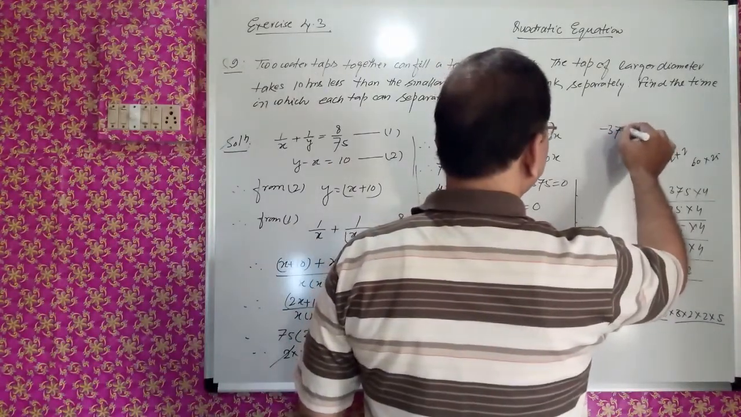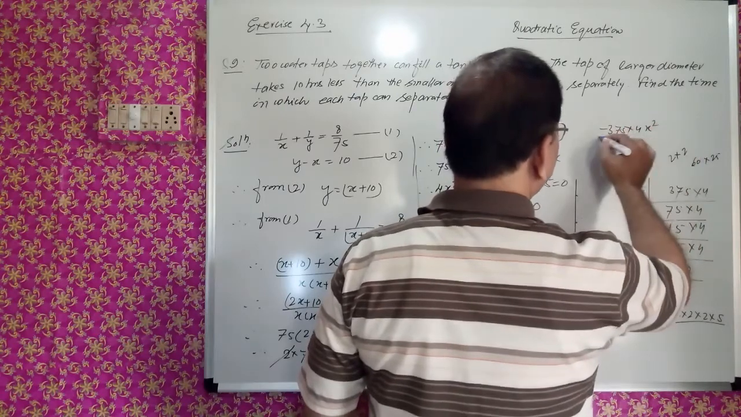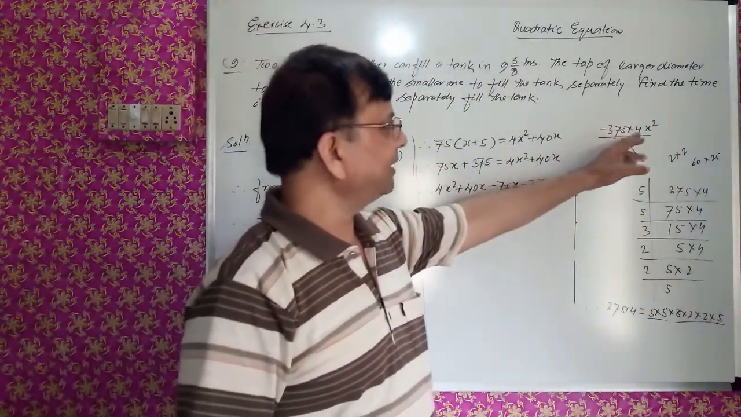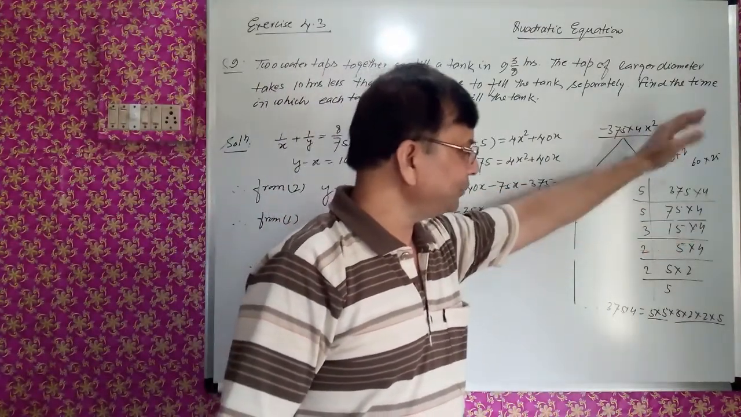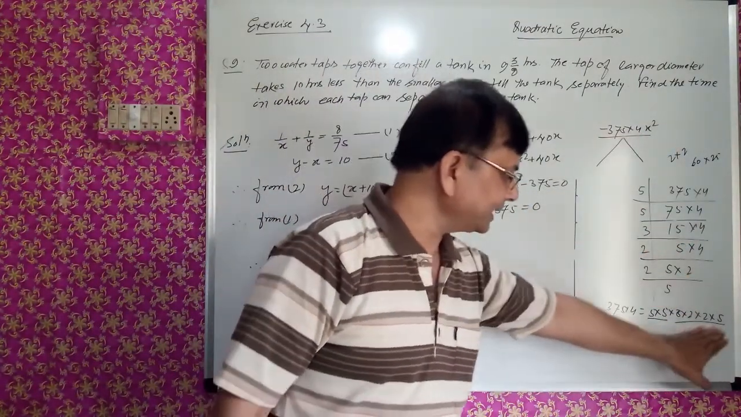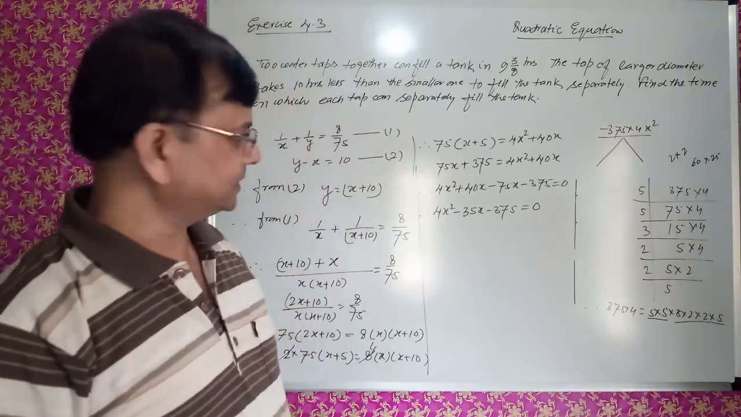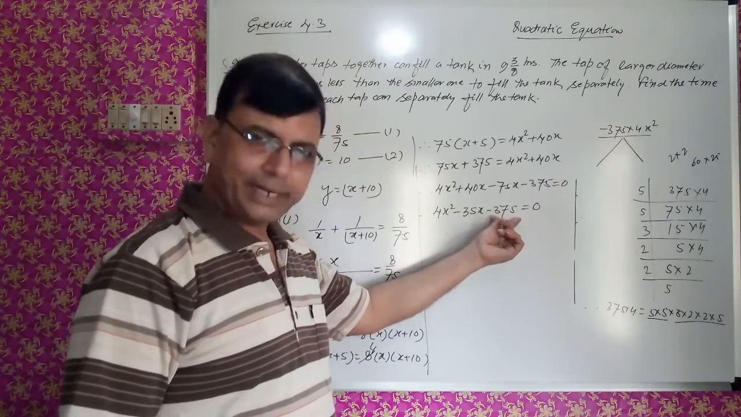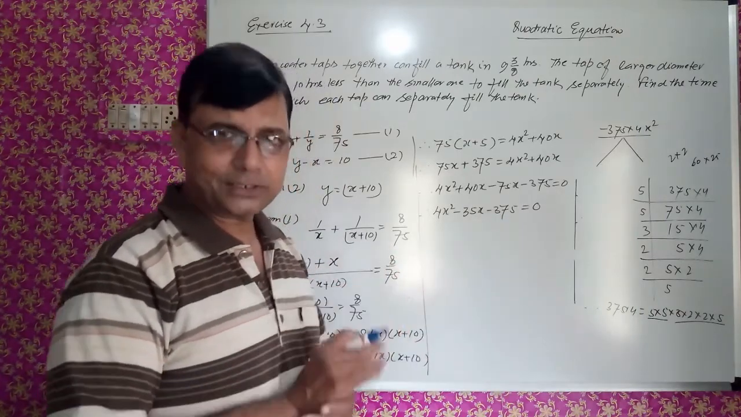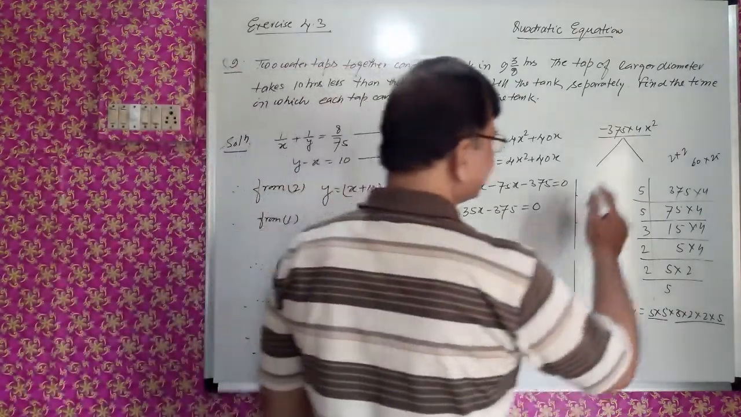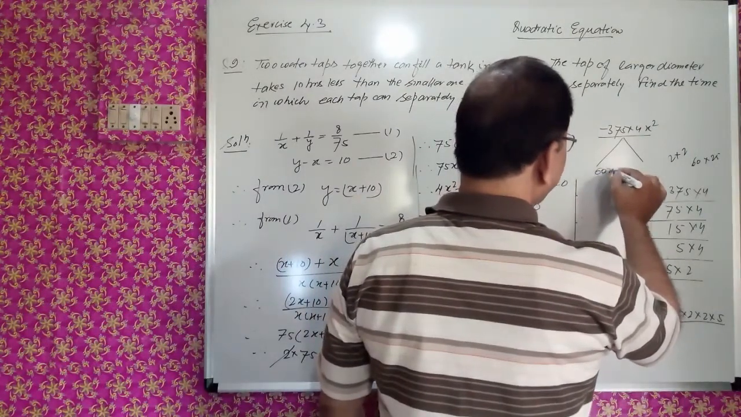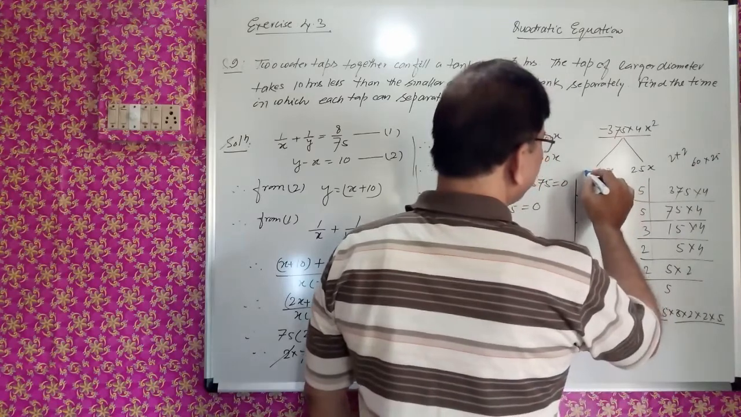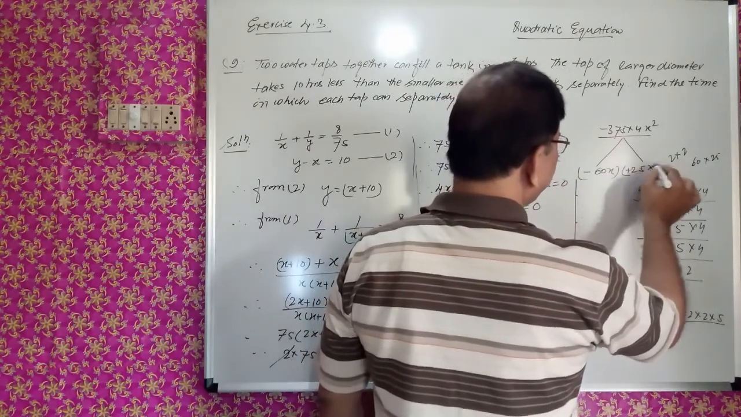Minus 375 into 4x square. This is to be separated. So I have taken 375 into 4. Factorization we have done, we have got this. So 2 factors. Since sum is minus 35 and product is also negative, so the bigger number has to be negative in this case. So factors are 60x and 25x. So this will be negative and this will be positive.